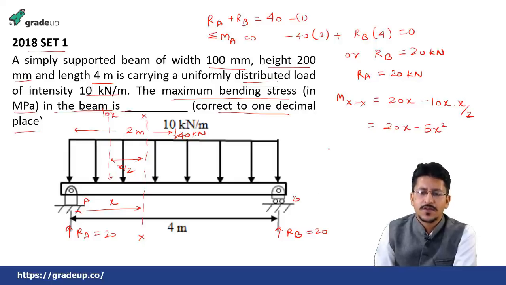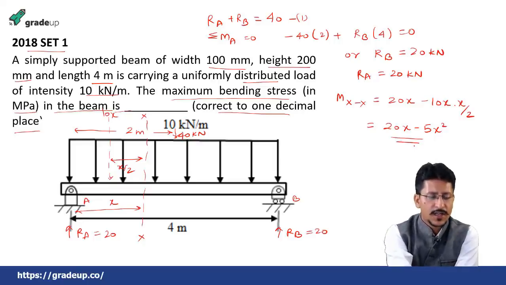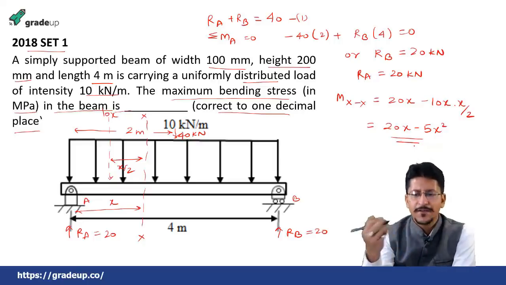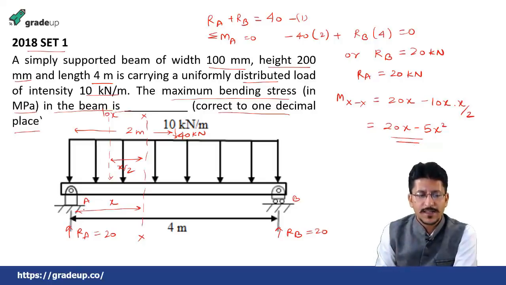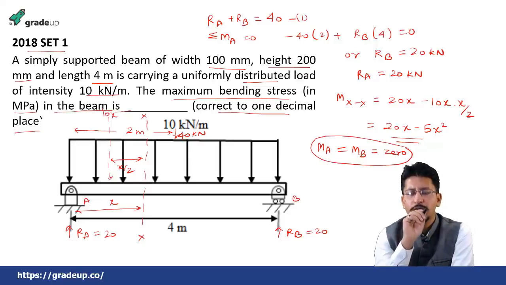So the bending moment will be maximum at which point? This is the bending moment equation that we have got. Now we need to find out at which point the bending moment will be maximum, because if you substitute x equal to 0, that is at A, and x equal to 4 at B, in both the cases, M at A and M at B, you will get that value as equal to 0.